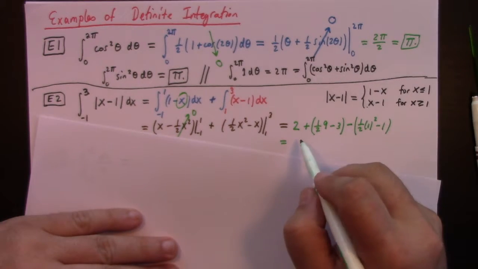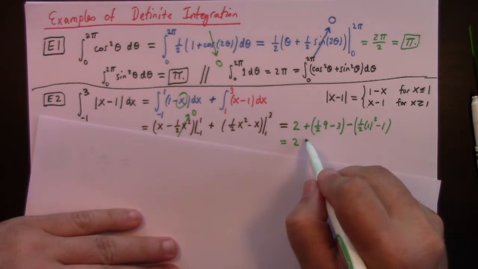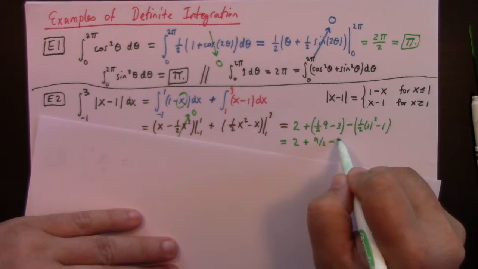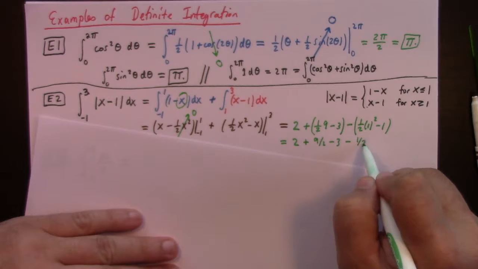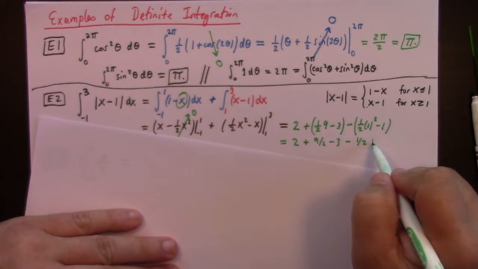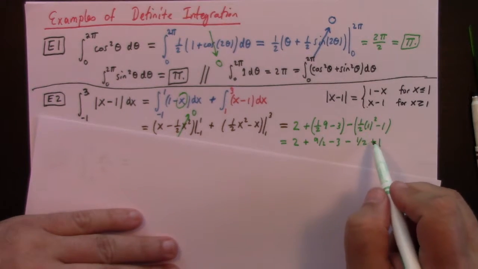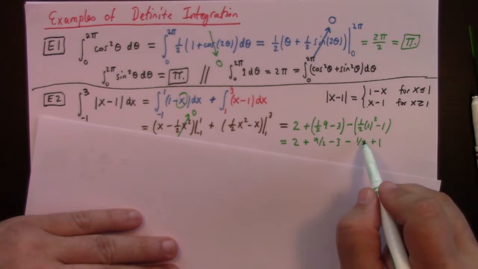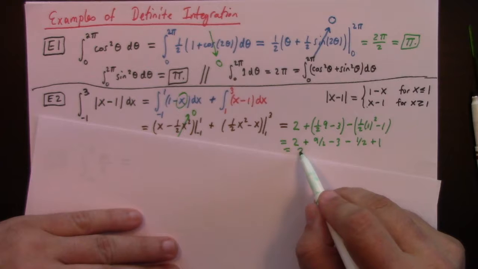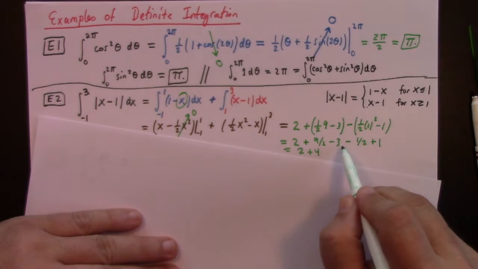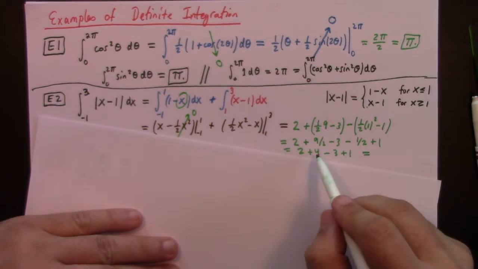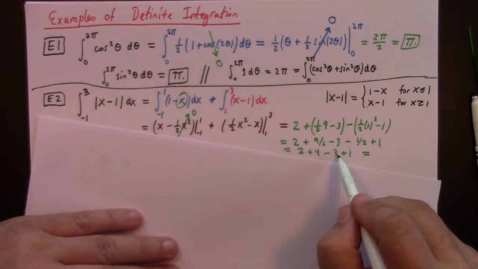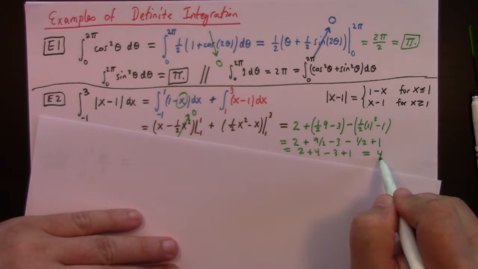We have 2 plus 9/2 minus 3 minus 1/2 plus 1. Let's see here, that's 8/2. So that's 2 plus 4 minus 3 plus 1. 6 minus 3 is 3 plus 1 is 4, I think.